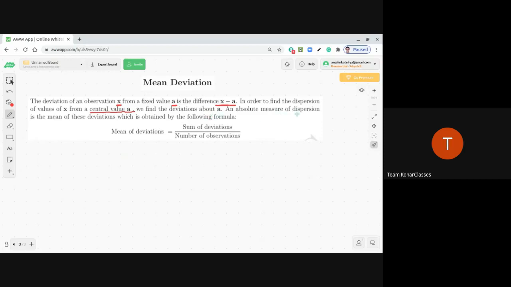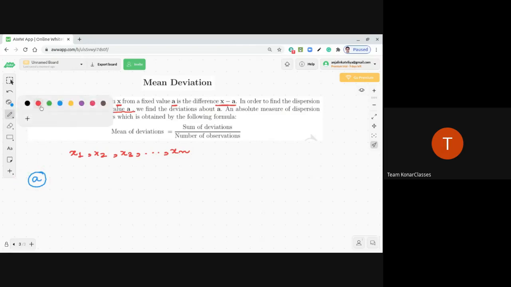So an absolute measure of dispersion is the mean of these deviations. Suppose x is a variable having values x1, x2, x3 up to xn. Now, dear students, as we are calculating the deviation from a fixed value A, let me use a different color to describe the value A. A is a fixed value, or what is known as the central value.